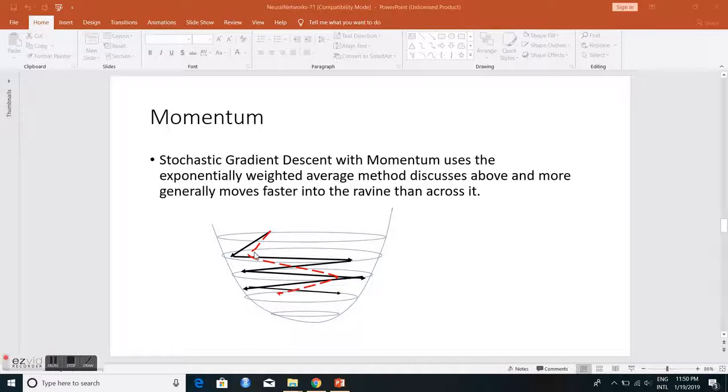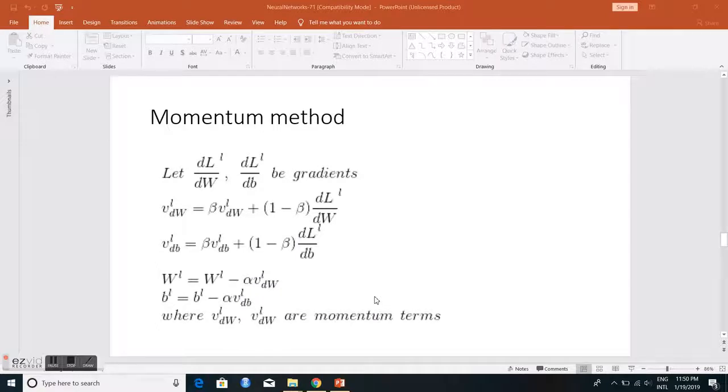What momentum does is, we use the exponentially weighted average, or the moving average, of the gradients, which will essentially follow this curve. The moving average will follow this curve, and it will tend to go faster towards the local minimum, as we saw in the exponentially weighted average technique. That is essentially what is used in the momentum method.